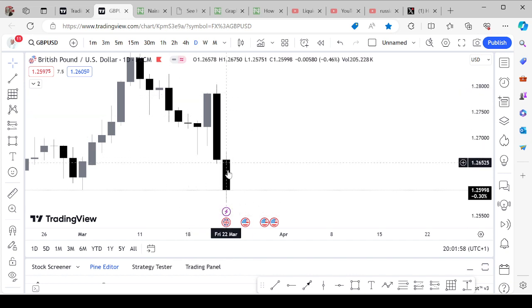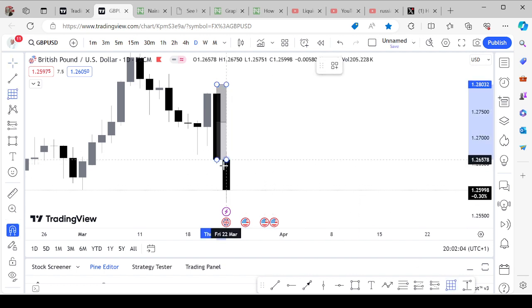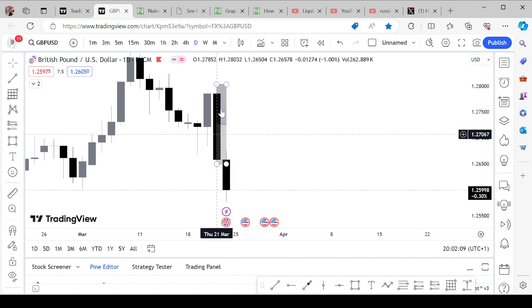Let me assume I was trading yesterday. I will take my fib from yesterday's move. Now this is my premium and this is my discount. I don't use that to trade, but it's just to guide me.